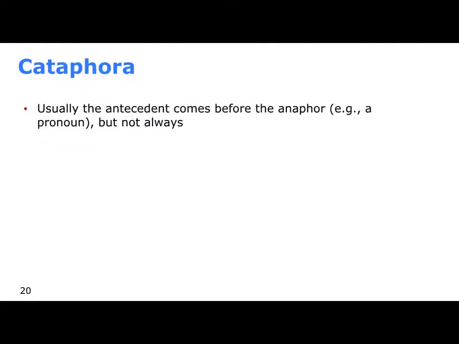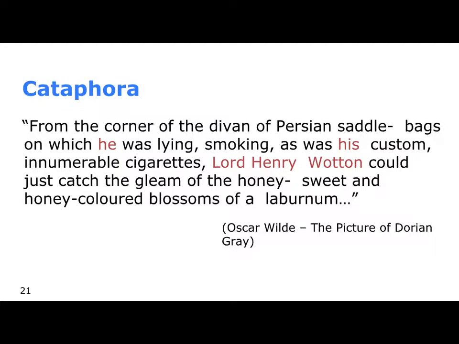Well, the problem is that an anaphora doesn't always work that way, that you have the antecedent in front of the anaphora. Sometimes it's behind it, or there are multiple anaphoras connected to an antecedent, which is actually behind all of them. And this is called a cataphora. Here is a nice example of it. You see, Lord Henry Wotton is being referred to two times before actually appearing in the text. So that, again, makes things a bit more complicated.